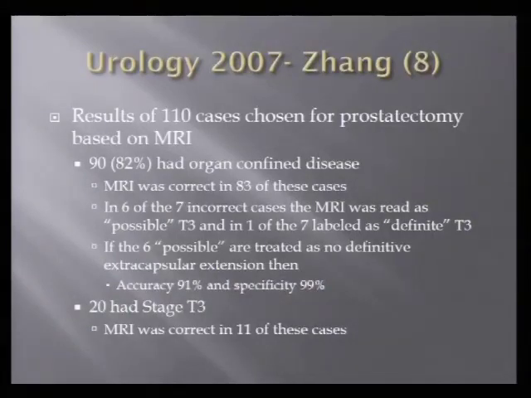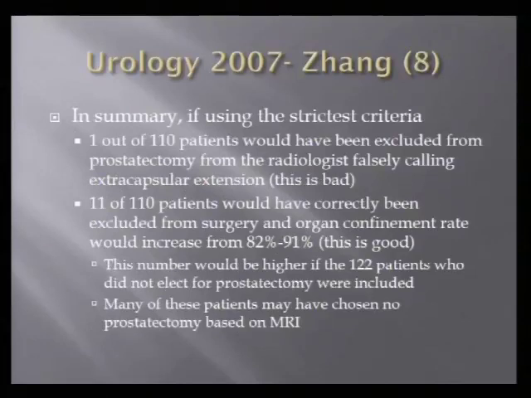And so what does this all mean? It means that if you're reading it with the strictest criteria, meaning I am not going to call extracapsular extension unless there is just obvious bulging of the capsule, obvious tumor going beyond the capsule, not just this subtle hazy stranding of the fat, which still might be extracapsular extension, but I'm only going to call it if I'm definite, then only 1 out of 110 patients from the original MRI would be excluded a prostatectomy by falsely calling extracapsular extension.